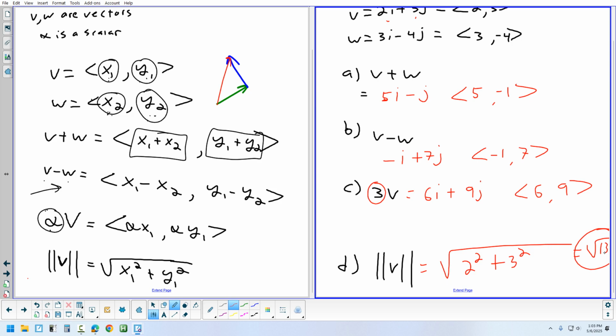What's different about this answer compared to the others? It's not a coordinate pair, it's not a vector. None of these are coordinates. These three are vectors, what did we just say? That's a vector, that's a vector, that's a vector. The last one is just a number. Okay, so any question on adding, subtracting, scaling, or finding magnitude?